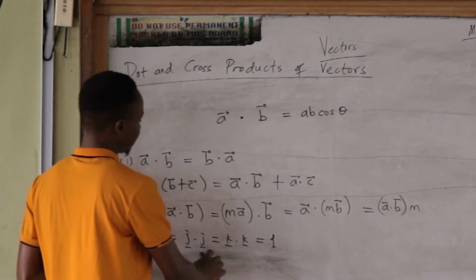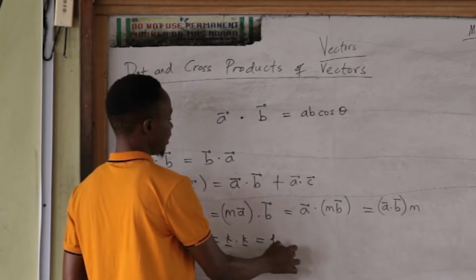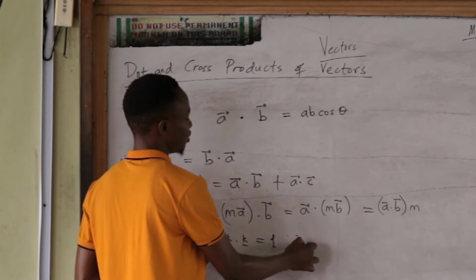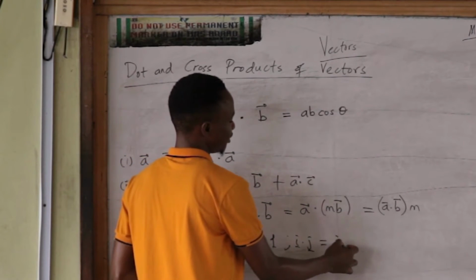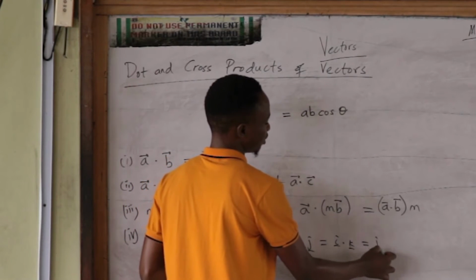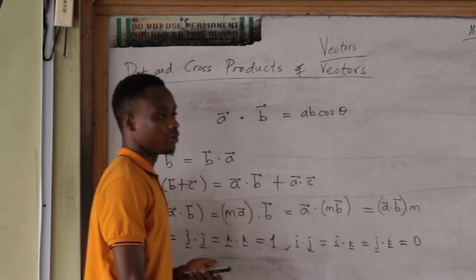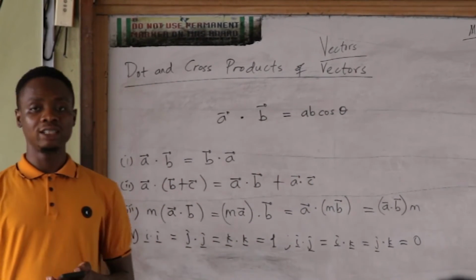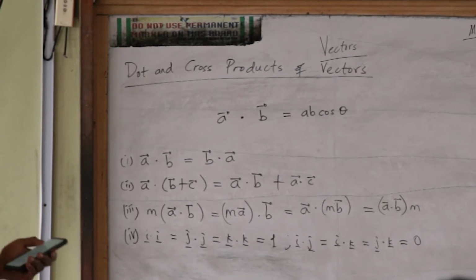And that is, if they are the same, you're going to get 1 as your result. And if they are different, you're going to get 0. That's i dot j is equal to i dot k is equal to j dot k, and each of them is going to give you 0. Is that clear? When they are different, you're going to get 0. Is it clear? Okay.